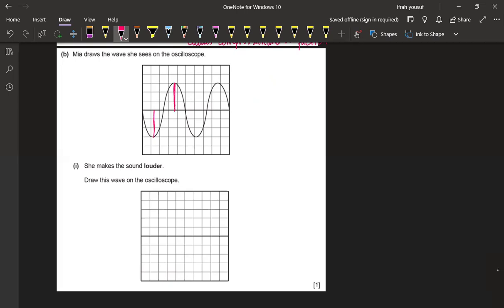Got it? So how many boxes are covered here? One, two, and three. Three complete boxes are covered here. So we have to draw a waveform, right, keeping the amplitude greater so that it will become louder. Clear? Yes.